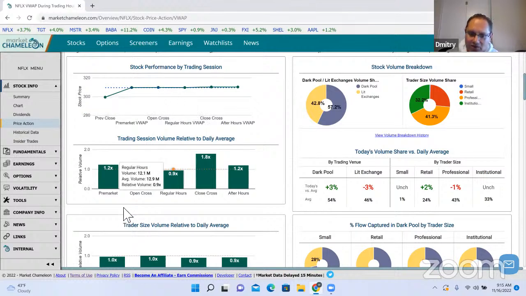How was the volume at the opening cross? About what it typically is. You could see a little bit higher. Yesterday, 97,000 shares traded at the open versus an average of 87,000. Okay. Regular hours, we see the regular hour VWAP very close.